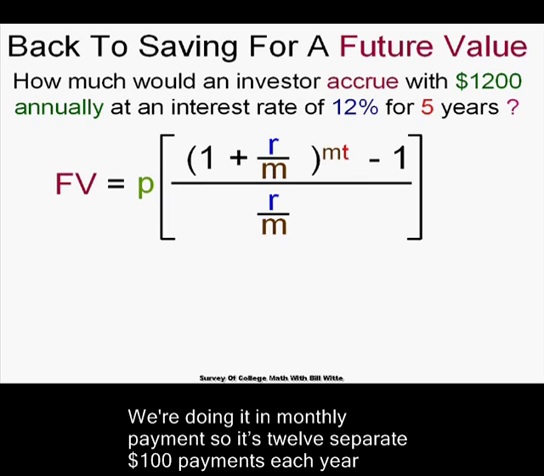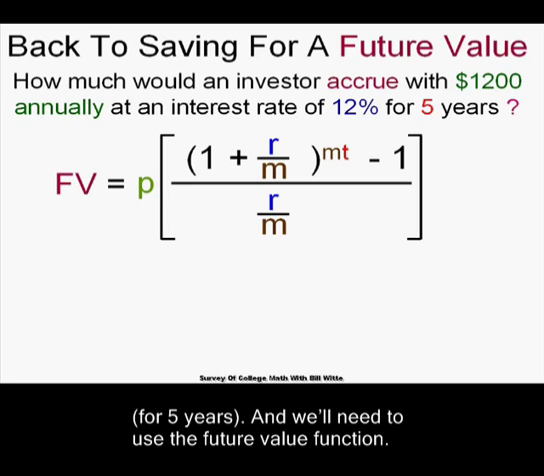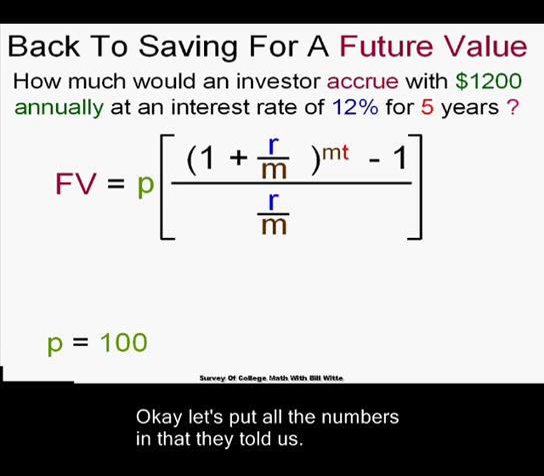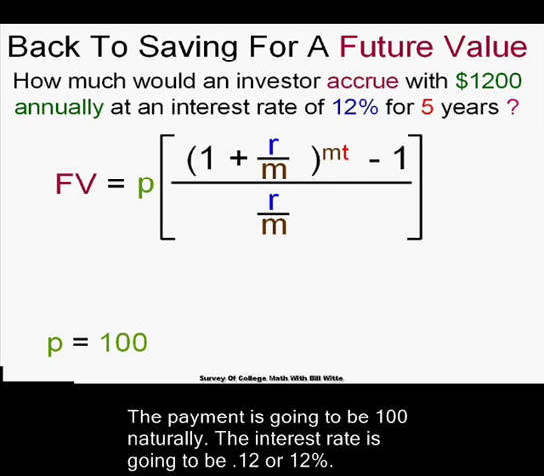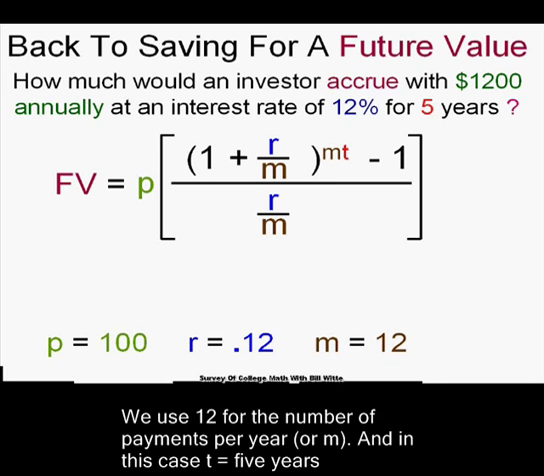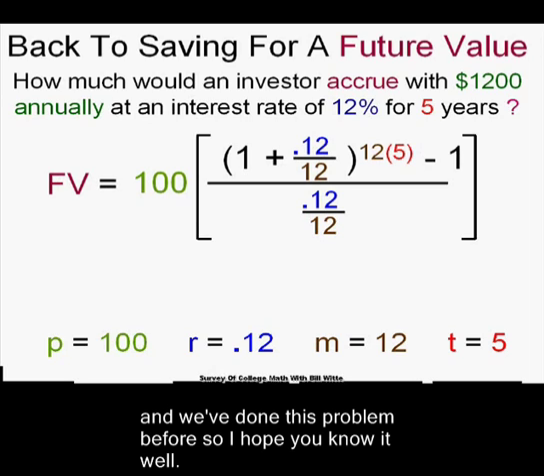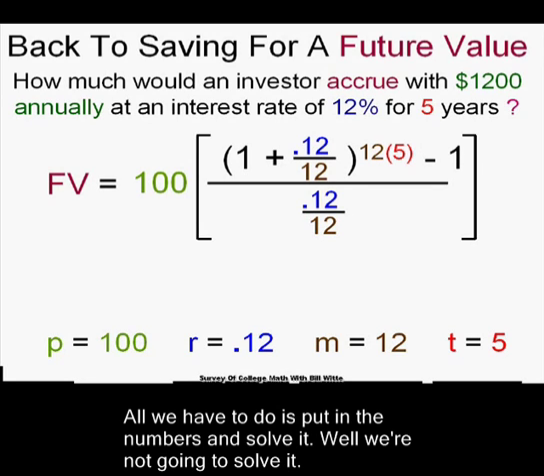And that's what we're going to use. We're going to use the future value function. Okay, let's put all the numbers in that they told us. The payment's going to be 100 naturally. The interest rate's going to be 12%. We're going to use 12 for the number of payments per year, M. And we're going to try, in this case, 5 years. Now, we've done this problem before, so I hope you know it well. All we have to do is put in the numbers and solve it.